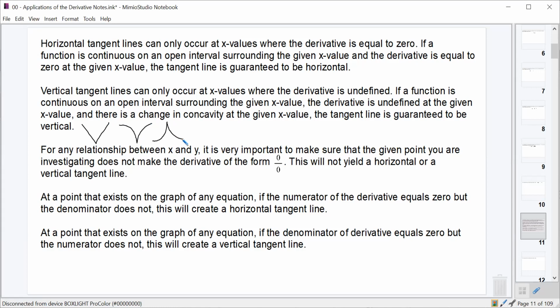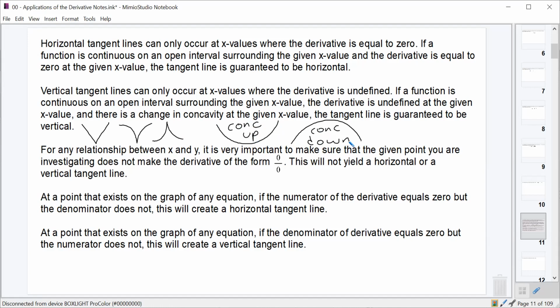In order for there to be a vertical tangent line, there has to be a change in concavity. So first off, we need to know that anything that looks like a parabola that's opening up is concave up. And anything that looks like a downward facing parabola is considered concave down. Now, we don't quite have the tools yet to determine when a function is concave up or concave down, but we'll learn that pretty soon.